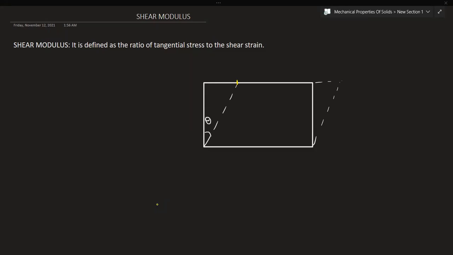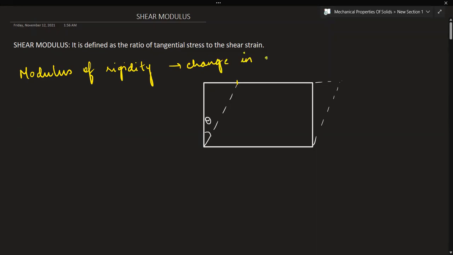Basically, we have seen that Young's modulus was the ratio of normal stress to the longitudinal strain, right? Yes. Now, we have another type of modulus of elasticity. The first one we have discussed, Young's modulus. Another one is known as shear modulus, also known as modulus of rigidity. This modulus comes into action when there is a change in shape.